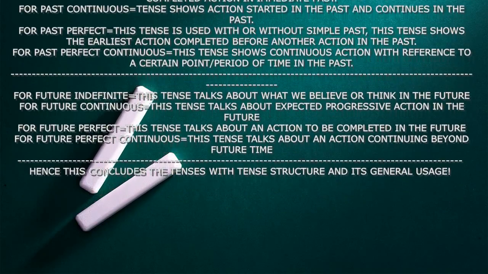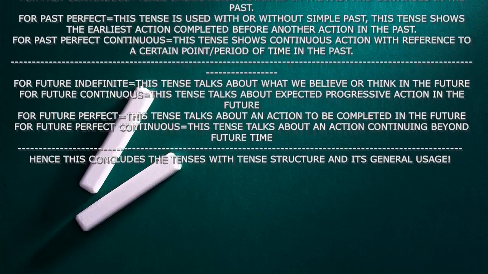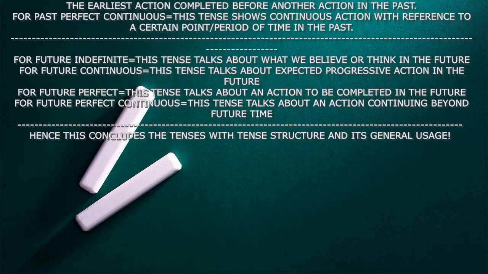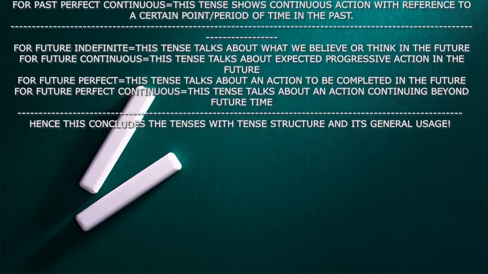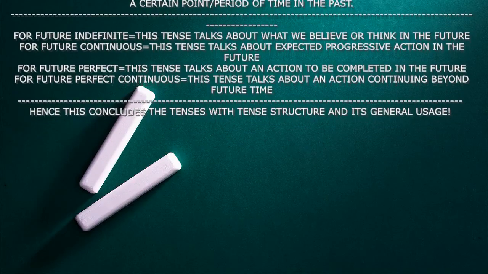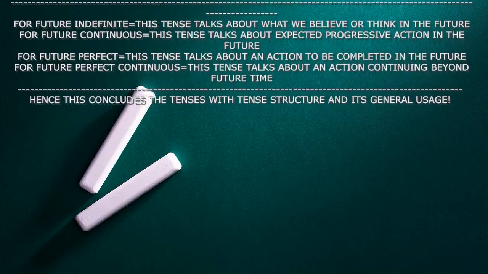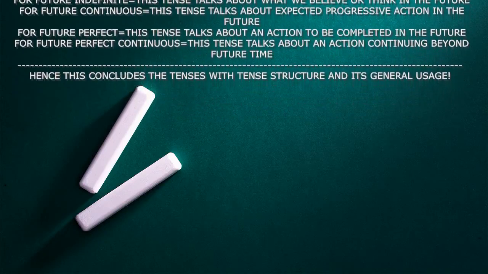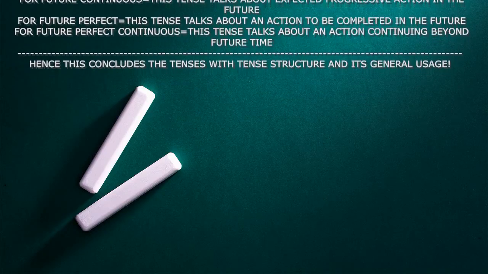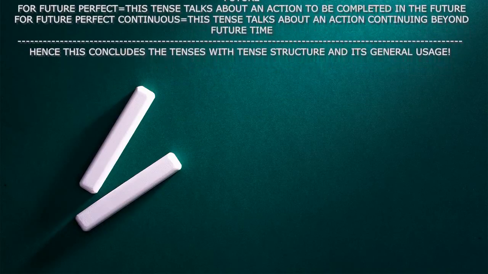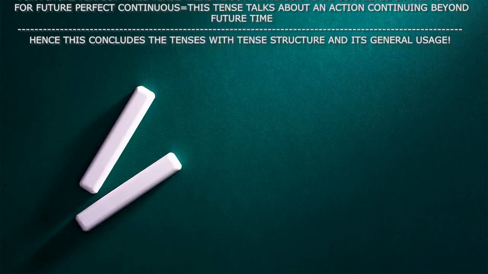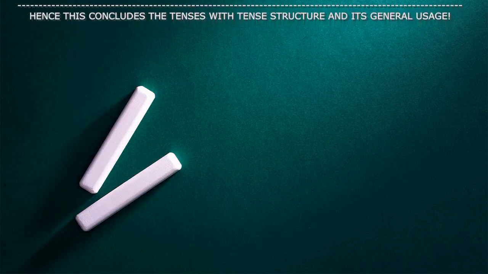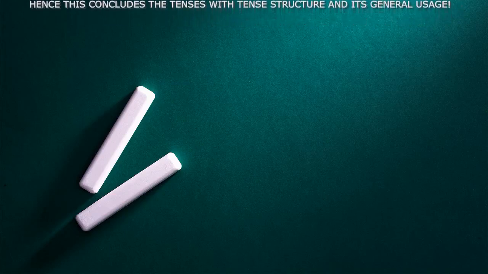the past. For future indefinite, this tense talks about what we believe or think in the future. For future continuous, this tense talks about expected progressive action in the future. For future perfect, this tense talks about an action to be completed in the future. For future perfect continuous, this tense talks about an action continuing beyond future time. Hence, this concludes the tenses with the tense structure and its general usage.